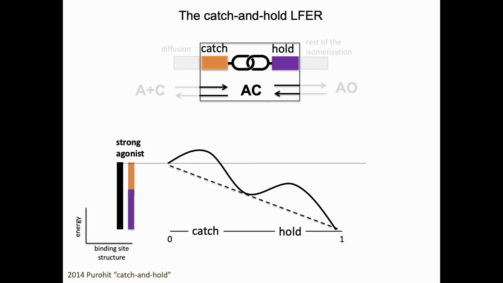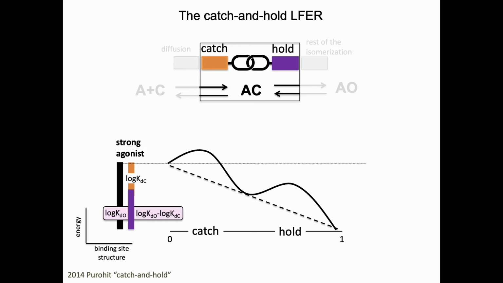So the orange bar represents the energy change in the catch part of this reaction, and the purple bar represents the energy change in the hold part of this reaction. And the sum of the two is the energy of catch plus the energy of hold. Well, let's write these energies down. The energy of catch is just log KDC. The energy of hold is log KDO minus log KDC. That's the difference between the two, because hold is the switch from low to high affinity. And if you take the sum of these two, you just get log KDO for the whole thing.